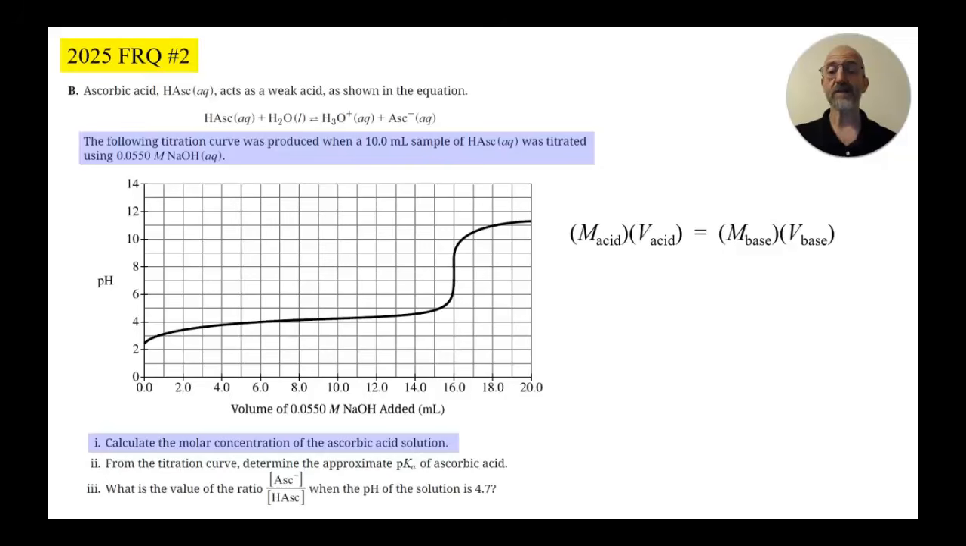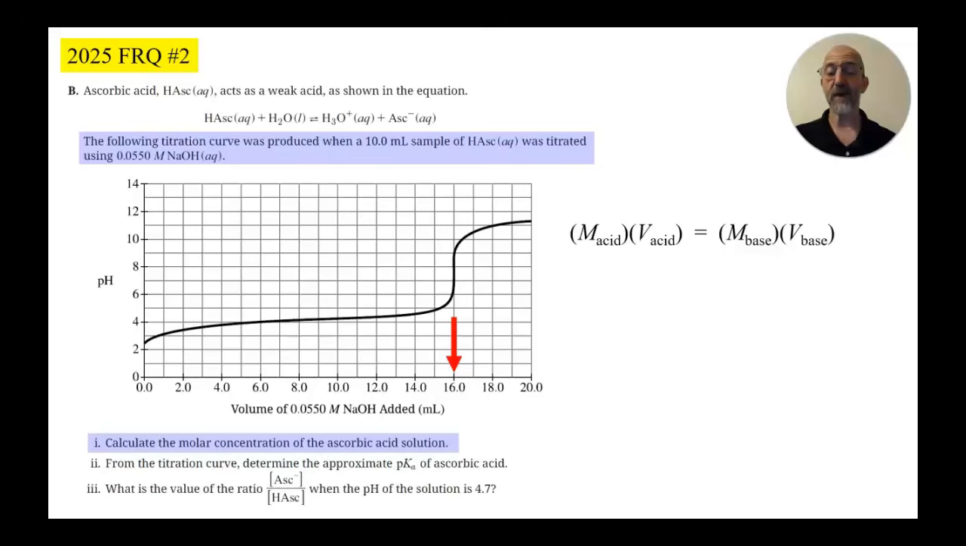I see a 1-to-1 mole ratio between the ascorbic acid and the sodium hydroxide in this reaction. So because I'm looking at molarity and volume of acid and molarity and volume of base with a 1-to-1 mole ratio, for the reaction between the strong base and the ascorbic acid, I can use this particular equation. But still, be on your guard. Be careful that you use the correct molarity with the correct volume. Now, I'm showing you that there's a volume of 16 milliliters on the graph.